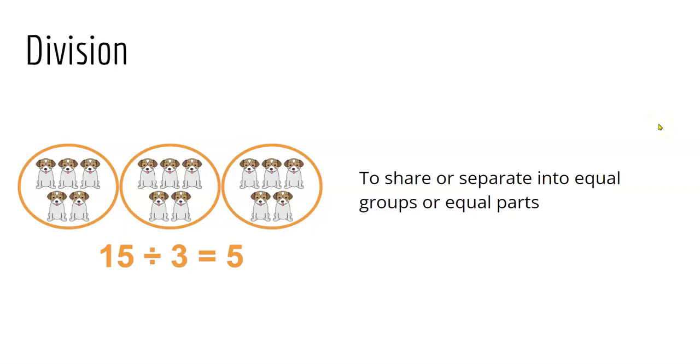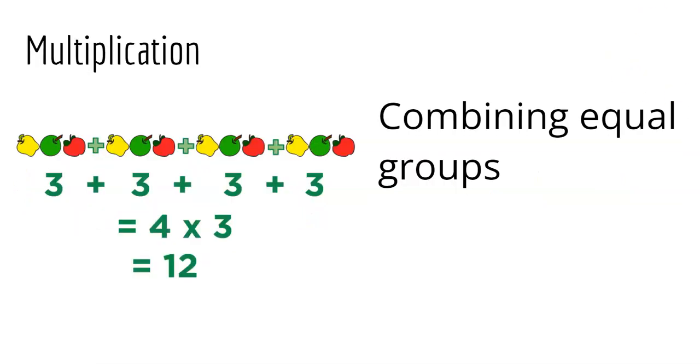All right, let's go over vocabulary before we get into our problems. So the first vocabulary word is division. Division is the process to share or separate into equal groups or parts. All right, let's go over what is multiplication. Multiplication is the combining of equal groups. So division and multiplication are similar because they both need to have equal groups.